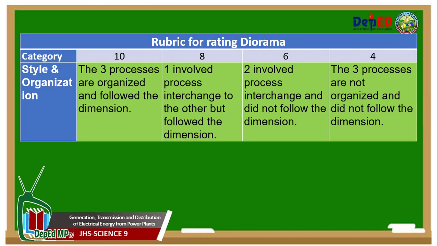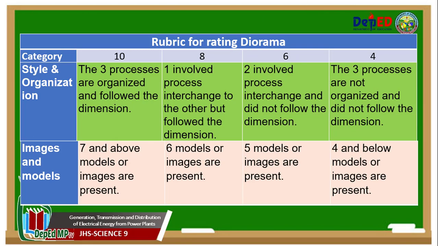Another category is the style and organization. Score is 10 if the 3 processes are organized and follow the dimension. 8 if one involved process is interchanged with the other but followed the dimension. 6 if 2 involved processes are interchanged and did not follow the dimension. 4 if the 3 processes are not organized and did not follow the dimension.